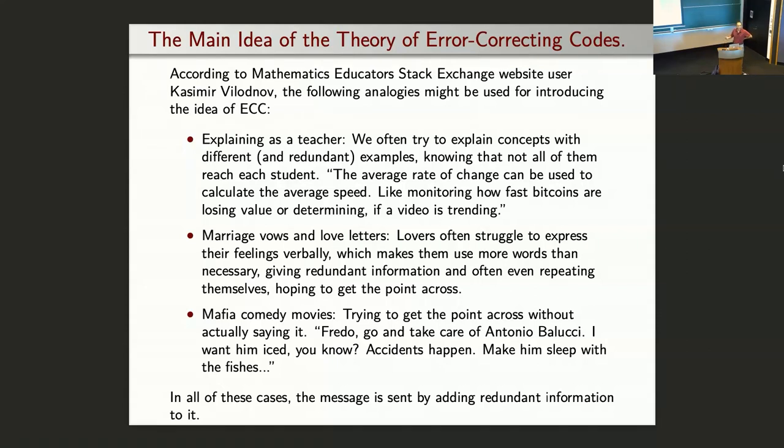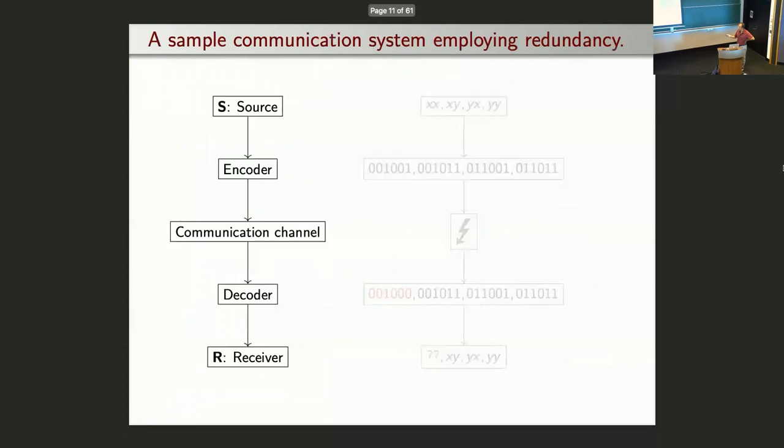So the point here is that he gives too much information, hoping that Fredo catches what's intended to be said. And this is really the main idea of error correction. We add redundancy to the message and then submit it, and the other end corrects by looking at the redundant information. And more diagrammatically, that's how it is done.